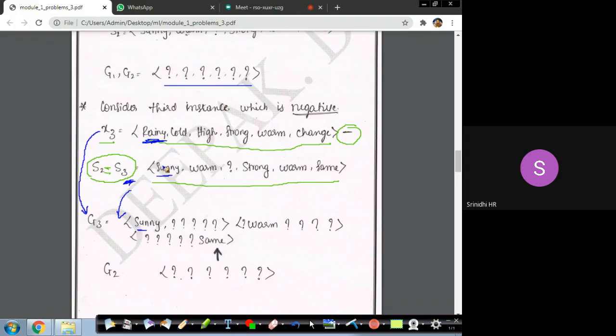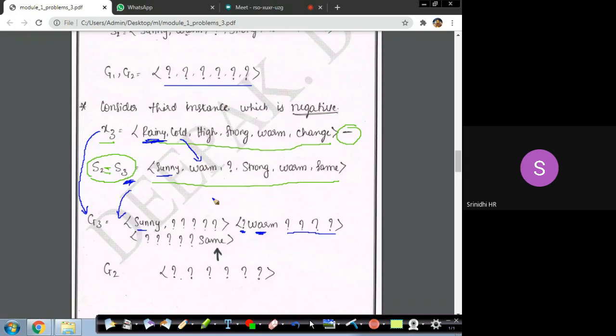Let's encounter the next attribute. You will be more clear when I go to the next attribute. What is my second attribute here? I'm having warm, so I'll consider warm and cold. They're not the same. So my first attribute was sunny, I'll put a question mark here. My second attribute is warm. I'll specify warm here. Every other attribute I'll replace by a question mark here.